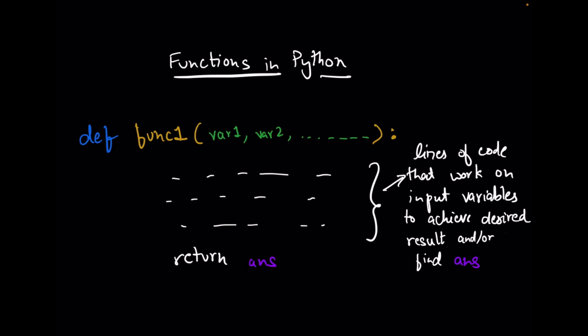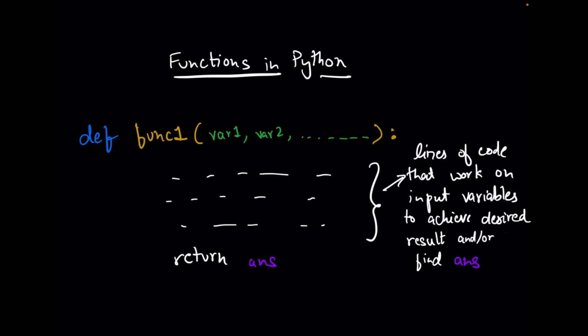Everything written in these yellow brackets are input variables. Okay, so this is the input data that the function func1 works on. Now we have a colon after that, which indicates that everything after that is actually the body of the function. The body of the function are the lines of the code that the function is trying to encapsulate. So this body is what works on these input variables var1, var2 and so on and achieves a desired result or calculates the answer given here in purple.